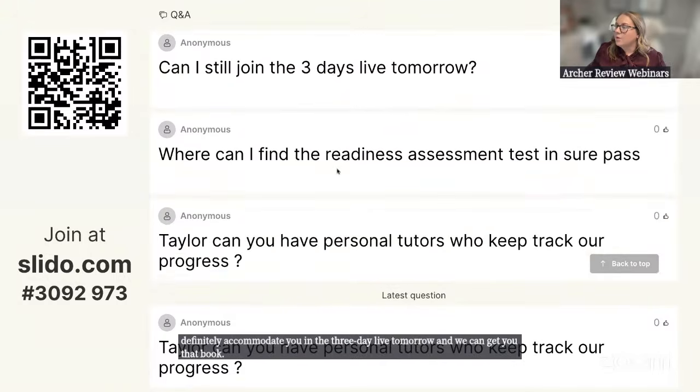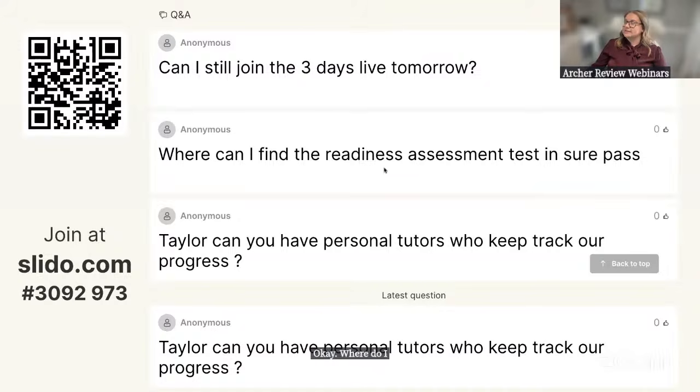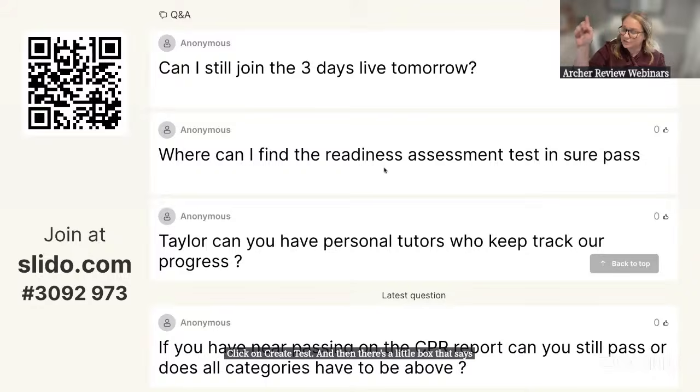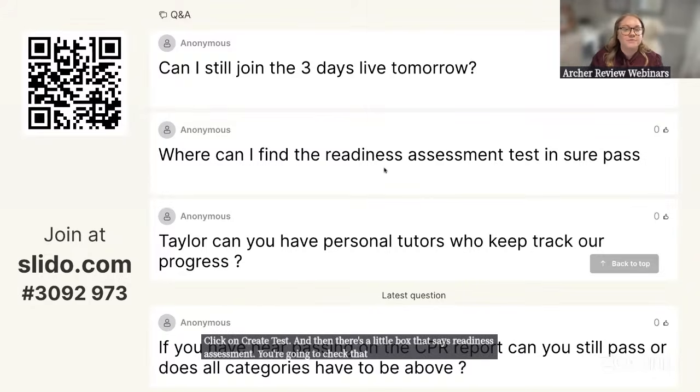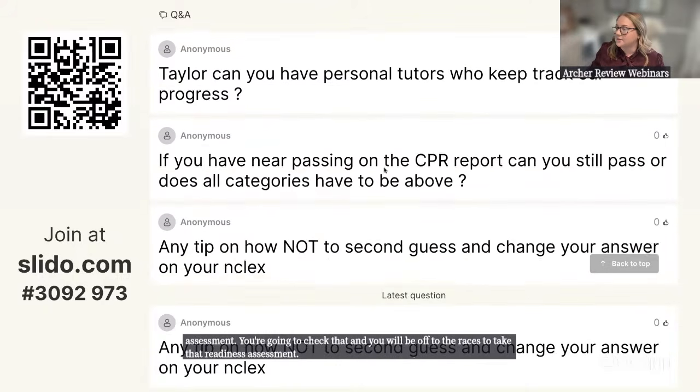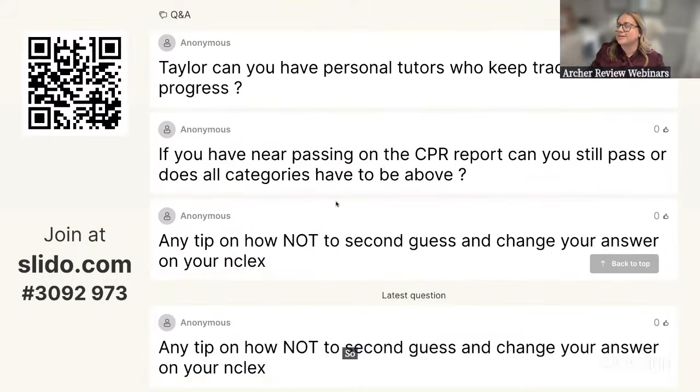Where do I find the readiness assessment in the SurePass program? You are going to go to your question bank, click on Create Test, and then there's a little box that says Readiness Assessment. You're going to check that, and you will be off to the races to take that readiness assessment. So everyone, good luck.